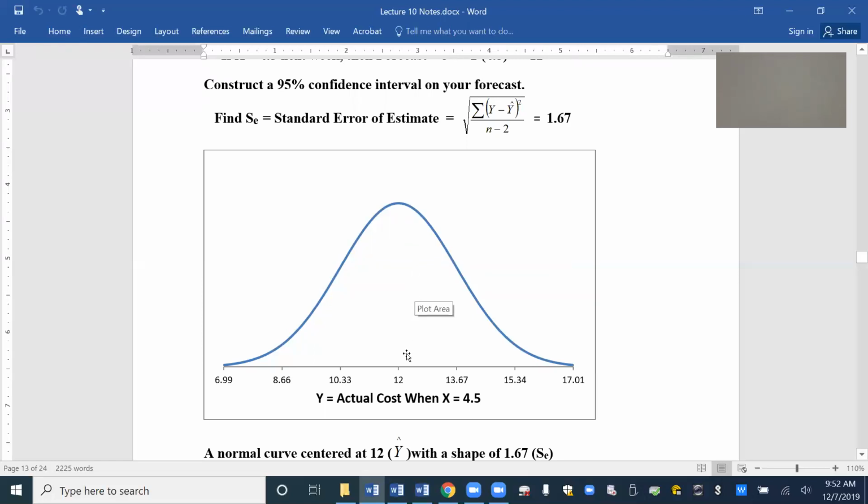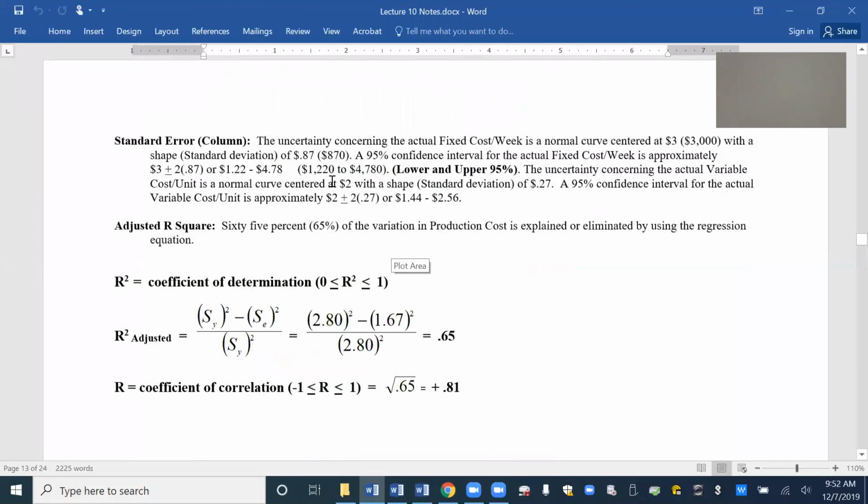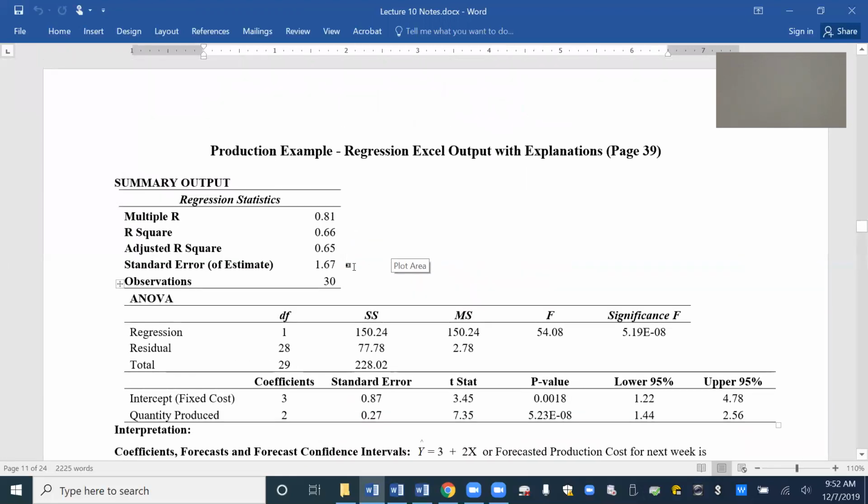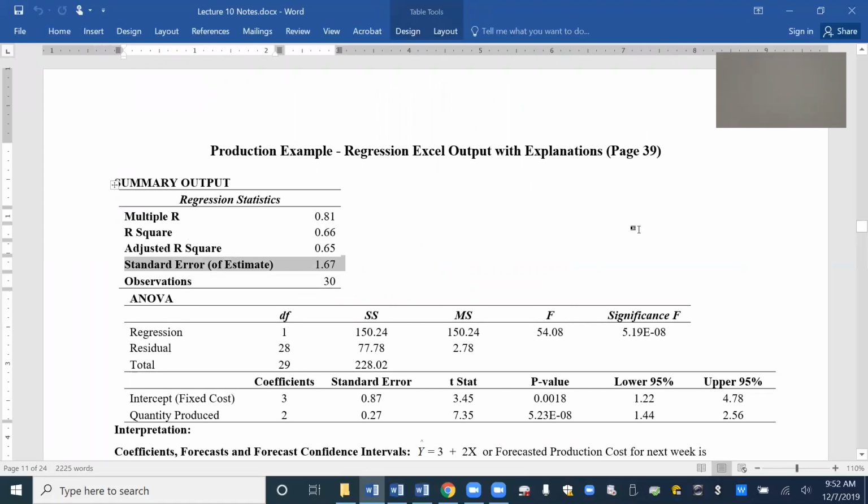All right, what do you need to know? So you know everything there is. I gave you the center point. You need to know the shape of the curve, the step size of the curve. I don't want to call it a standard deviation because that has other connotations. Just the step size of the curve or the shape of the curve. And where is that found? That is found right here. It's called the standard error, or the standard error of the estimate. And that is your shape, your step size of the curve.